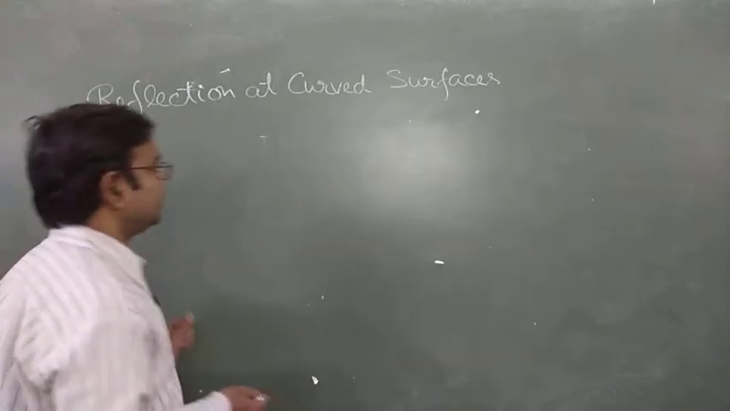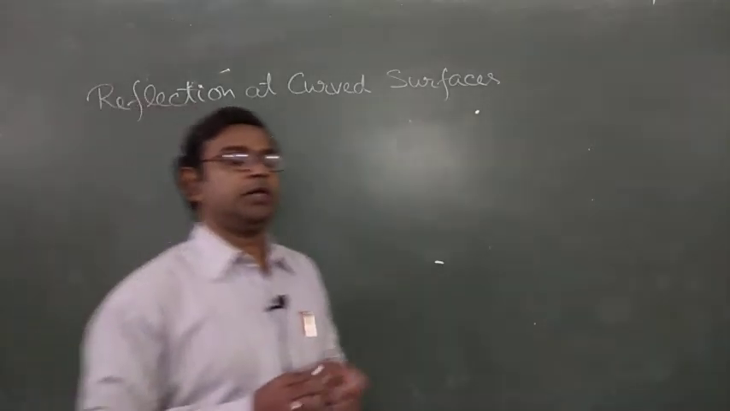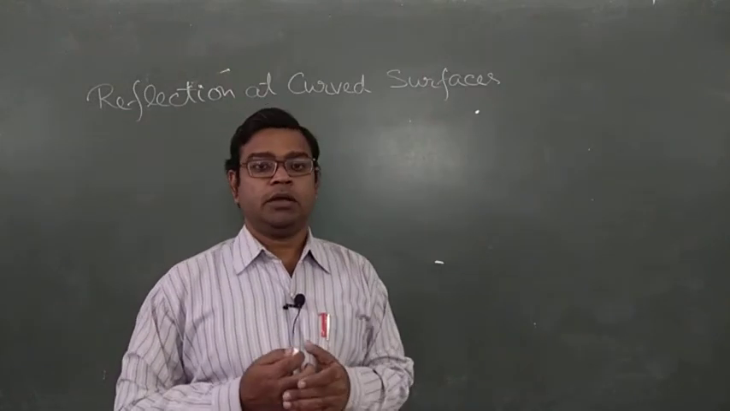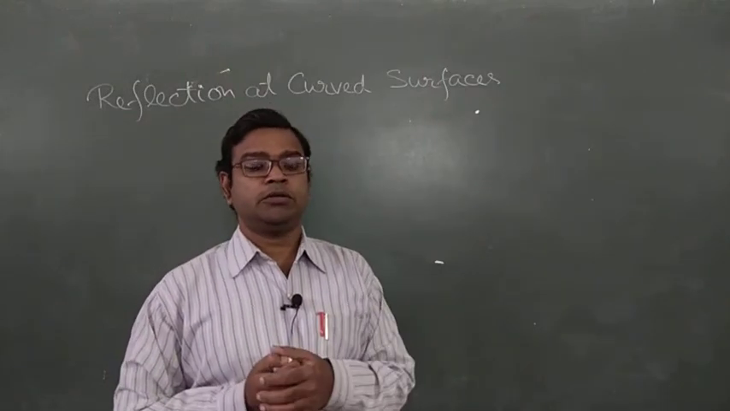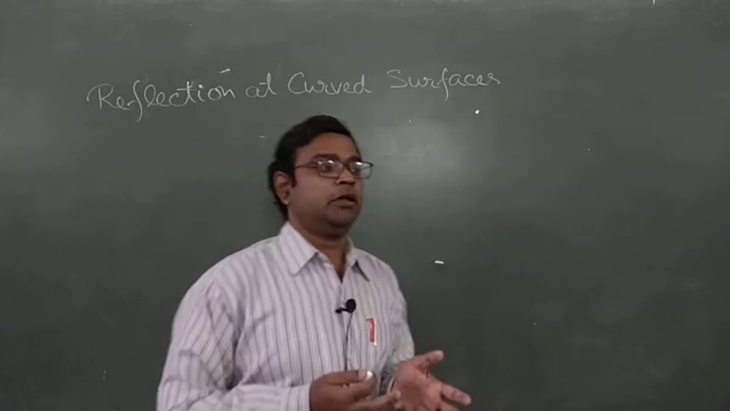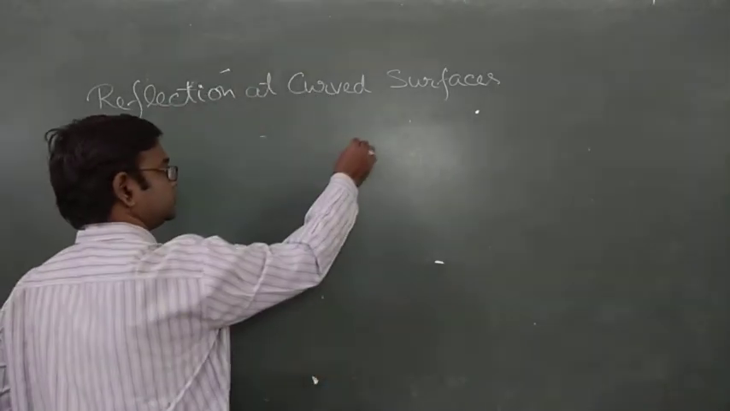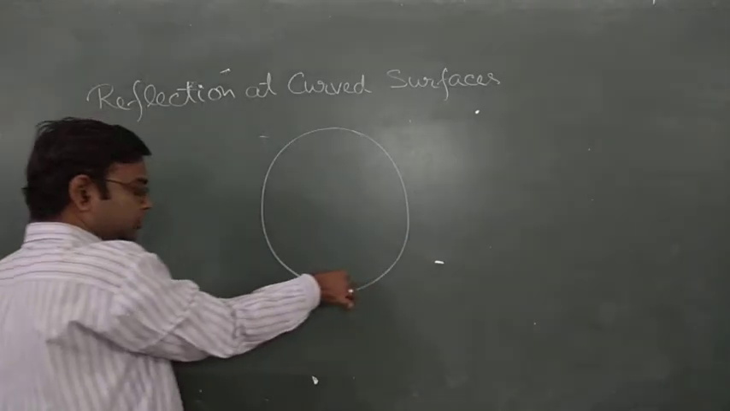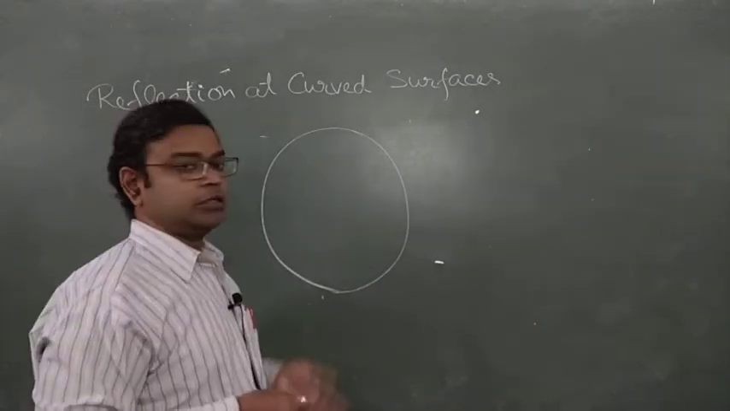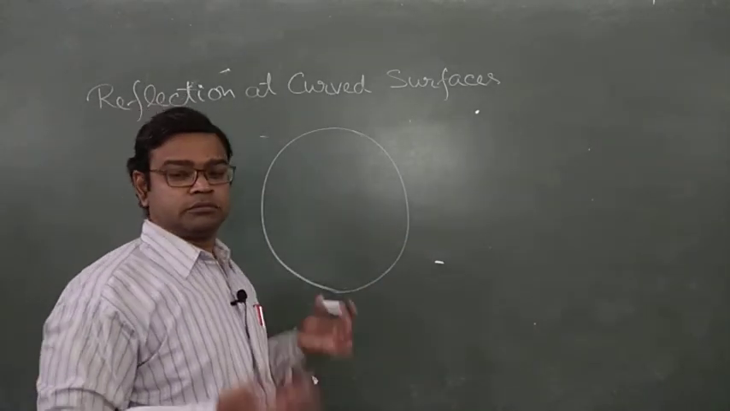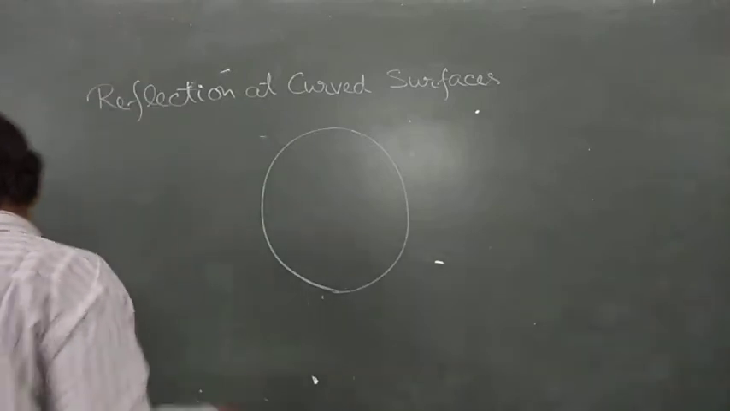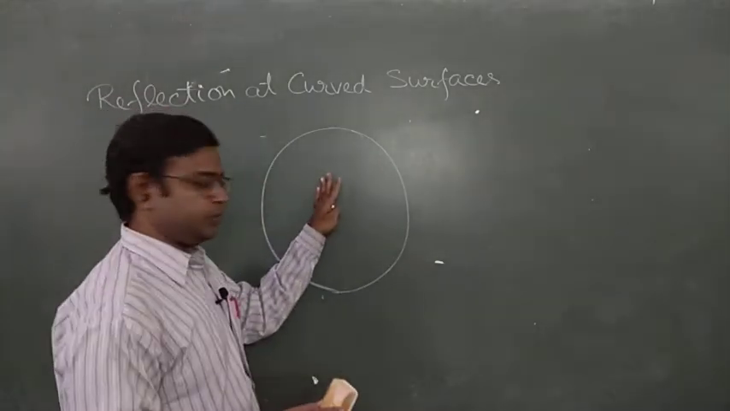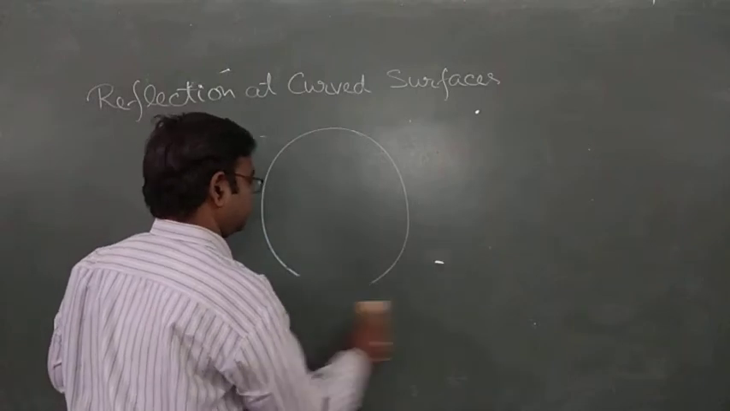If any surface, any mirror is not a plane mirror, it's a little bit curved, then such types of mirrors are known as curved surfaces. Generally what happens, we use a transparent hollow sphere and cut this hollow sphere from the mid part. Likewise, first this is a hollow glass sphere, then we cut this one likewise.